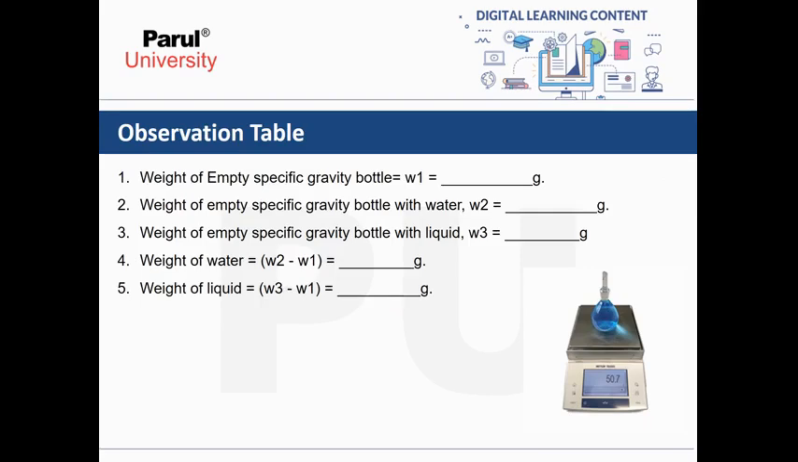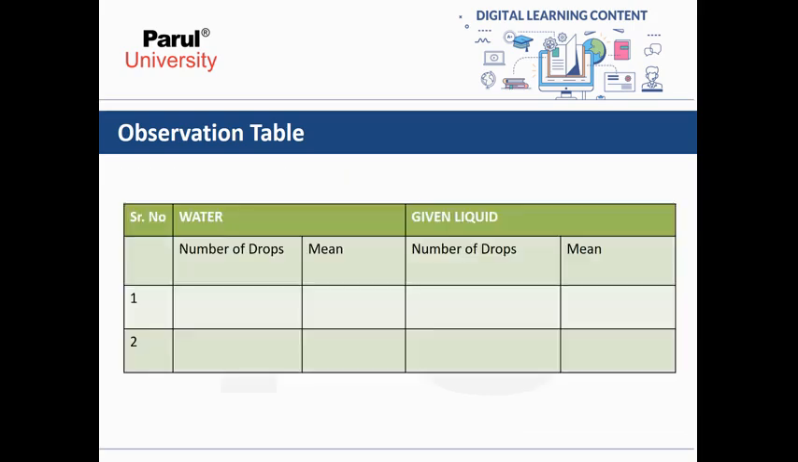Observation table. Note down first the weight of the empty specific gravity bottle, that is W1. Then after the experiment, weigh the specific gravity bottle with water and with liquid. So the weight of water will be W2 minus W1 and the weight of liquid will be W3 minus W1. In the observation table, note down the number of drops counted when the liquid flows from mark X to Y and then take the average or mean. Same way for the given liquid also, find out the number of drops.